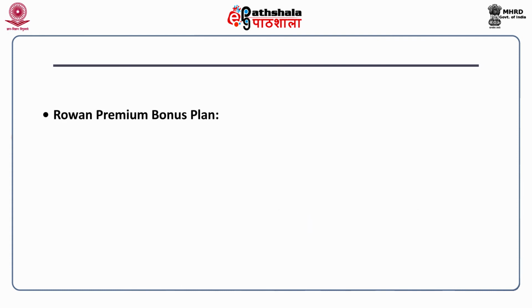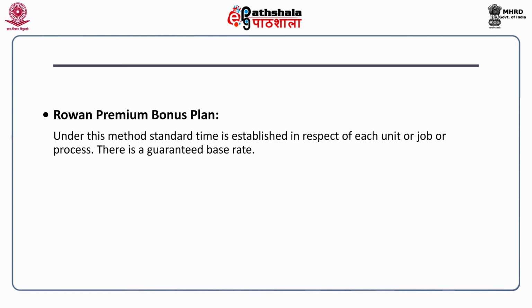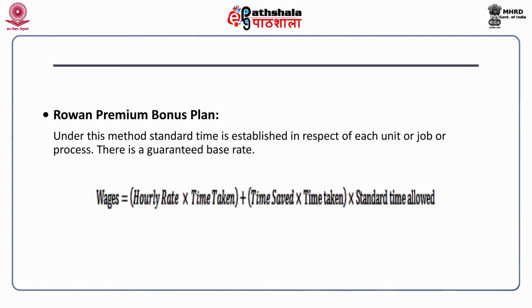Rowan Premium Bonus Plan. Under this method, a standard time is established in respect of each unit or job or process. There is a guaranteed base rate. A bonus is paid to the worker on the basis of time saved, computed as a proportion of the time taken, which the time saved bears to the standard time. The formula is wages equals hourly rate into time taken plus time saved by time taken multiplied by standard time allowed.